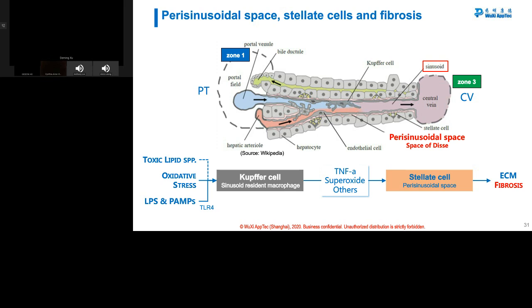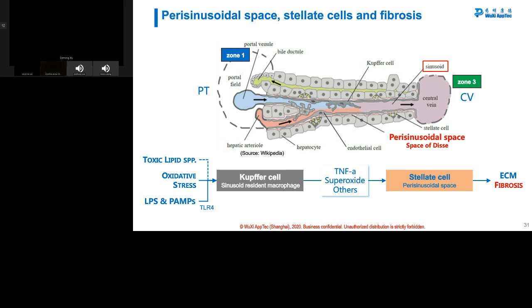This is where the blood from the artery and the veins are mixed. The parasinusoidal space, also known as the space of Disse, is highlighted by the red labeling here. There's actually a tiny space between the endothelial cells lining the sinusoids and the flanking plates of hepatocytes, and it has been postulated that the resident macrophages, also known as the Kupffer cells, are activated by toxic lipid species, oxidative stress, and pathogen-associated molecular patterns such as LPS, and they secrete TNF-alpha and other pro-inflammatory molecules.